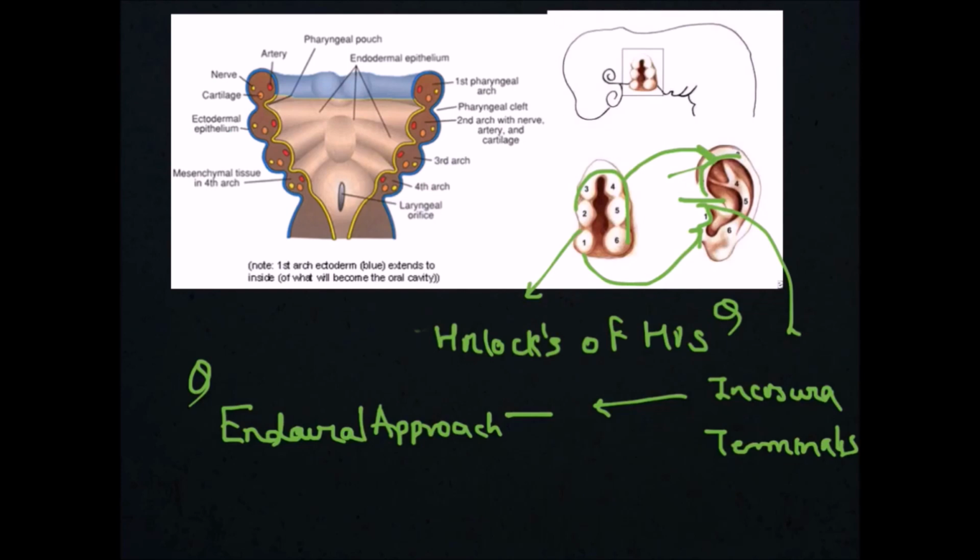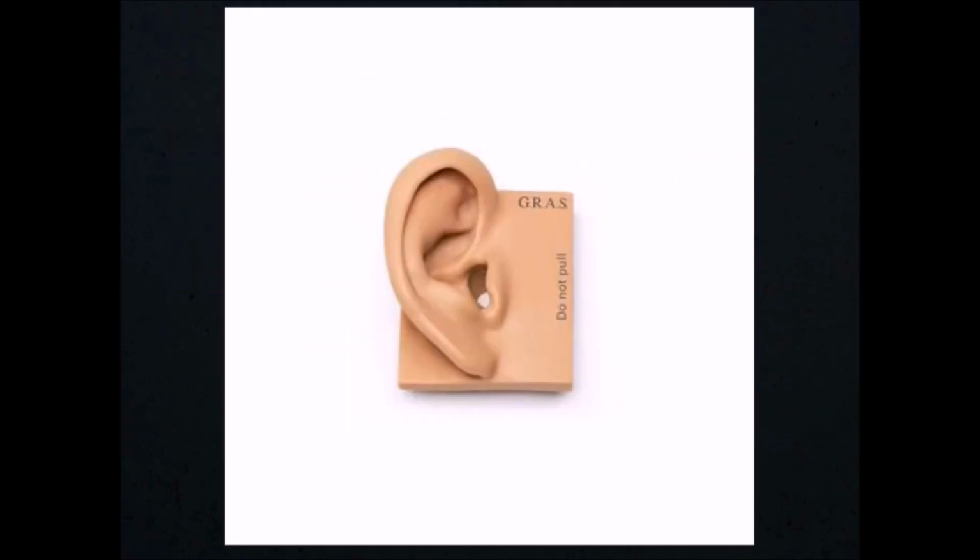This is the development of the pinna. So let's discuss the parts of the pinna. What are the parts of the pinna? Let's label them together. This is known as tragus. Tragus developed from which pharyngeal mesoderm? First pharyngeal mesoderm. Very good.